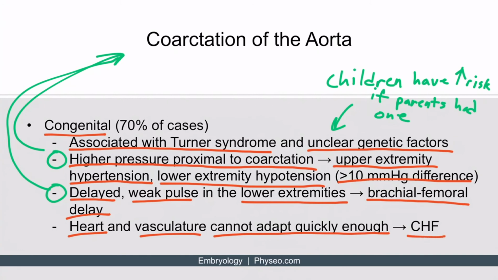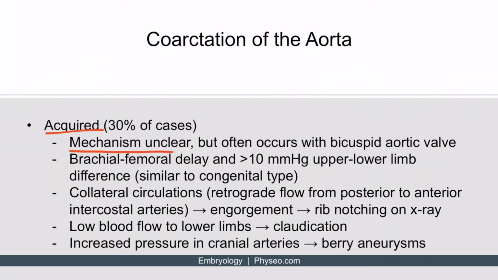Now let's talk about the acquired type. For these patients, the mechanism is unclear. However, it often occurs in patients with a bicuspid aortic valve. And just like in the congenital type, you can appreciate a brachial femoral delay. And for blood pressure, you can notice a greater than 10 millimeters of mercury difference between the upper and lower extremities. And this is similar to the congenital type, which we discussed on the previous slide.